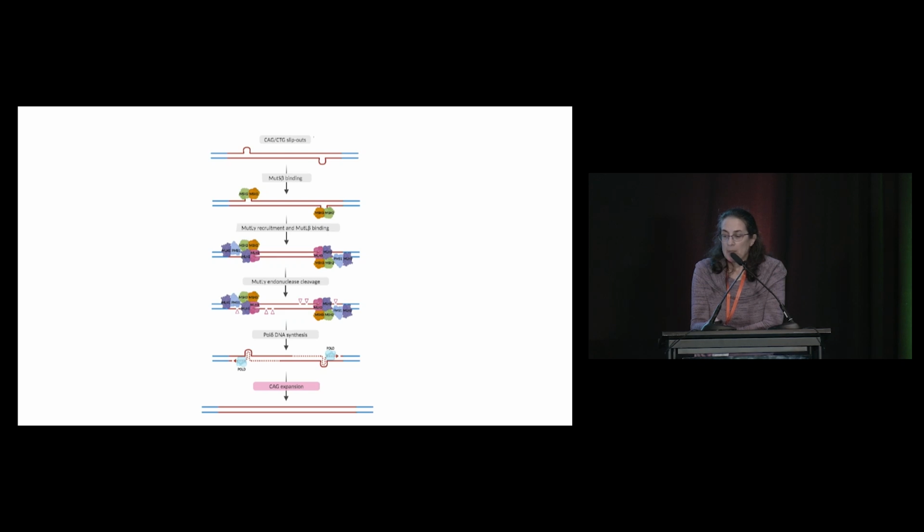And MutL gamma cleaves the DNA, and it's been shown to cleave the DNA on the opposite side to the loop out, and that allows the loop out to be incorporated as an expansion. And we think that DNA pol delta is really important in this process through strand displacement synthesis. And then essentially the ligase comes along and seals the nick and incorporates an expansion. So this is a model of the factors driving expansion.